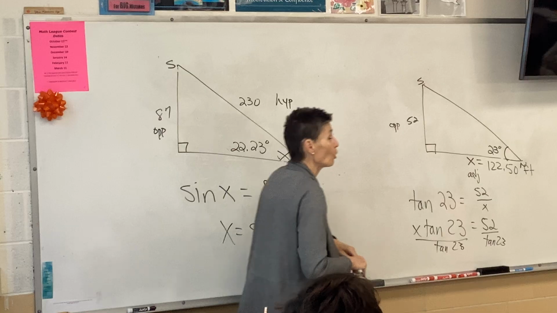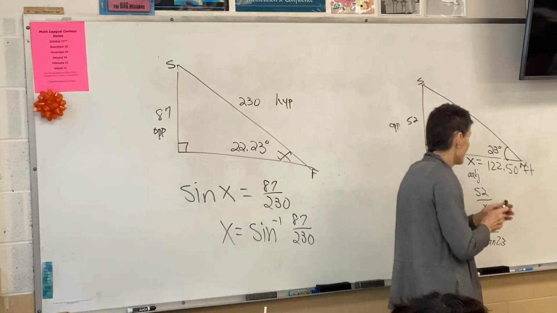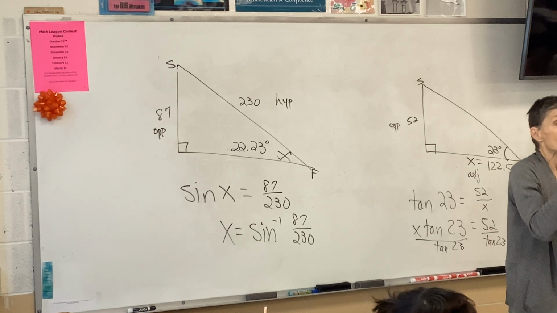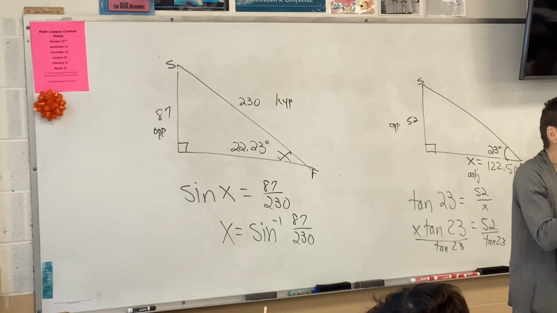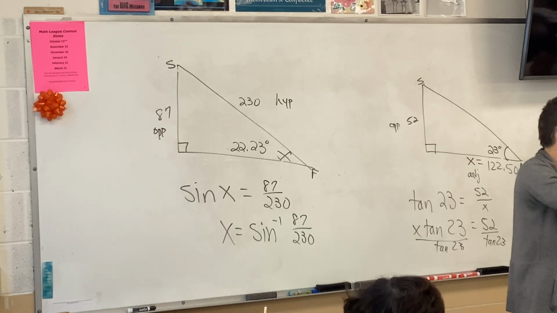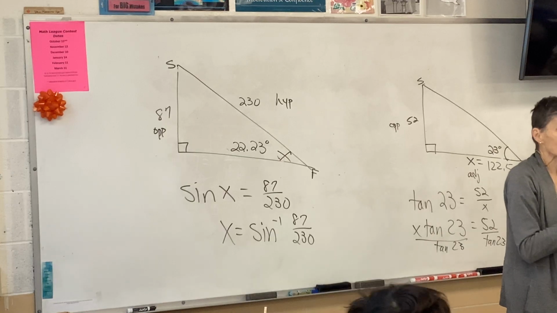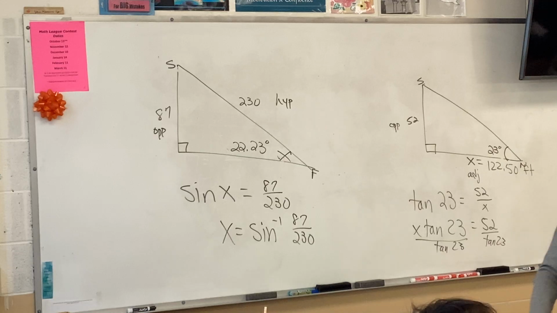We will talk more about that, but for now, please try to remember, if you don't know the angle, you do second sine, or second cosine, or second tangent. That's how you find an angle.